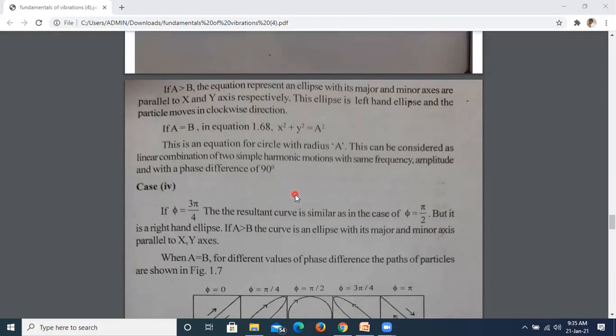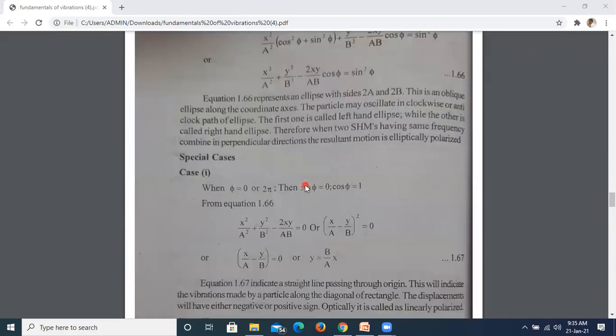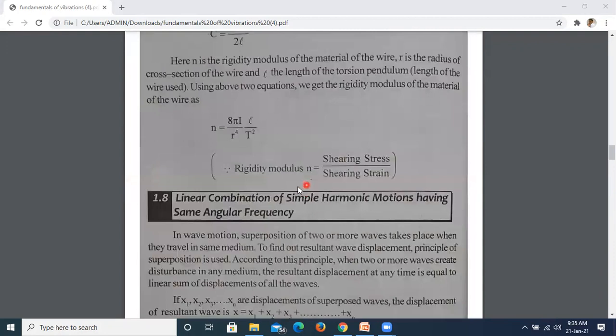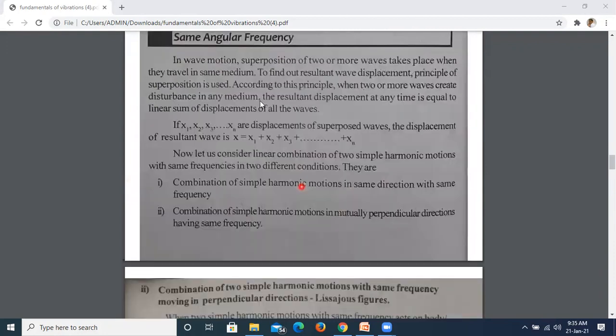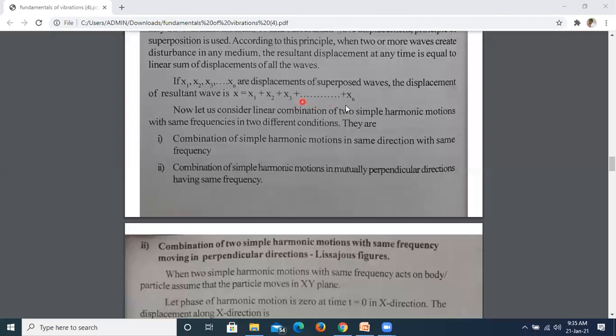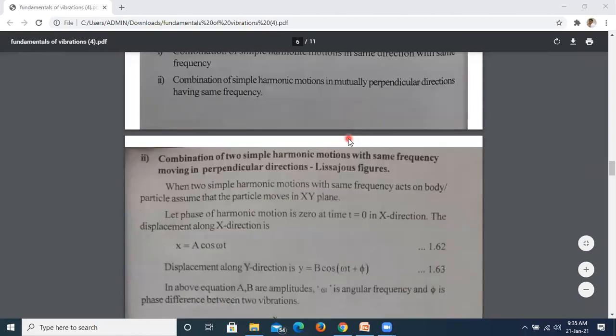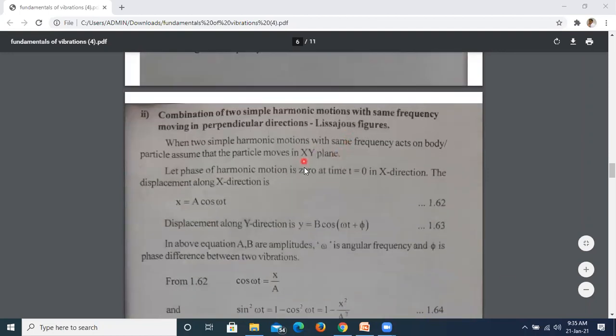That is nothing but when the particle is subjected to more than one simple harmonic motion, or when more than one simple harmonic motions are superimposed, then the resultant displacement of the particle equals the algebraic sum of their individual displacements, right? This is called the principle of superposition. Then after we defined Lissajous figures, there we discussed the combination of two simple harmonic motions with the same frequency moving in perpendicular directions.